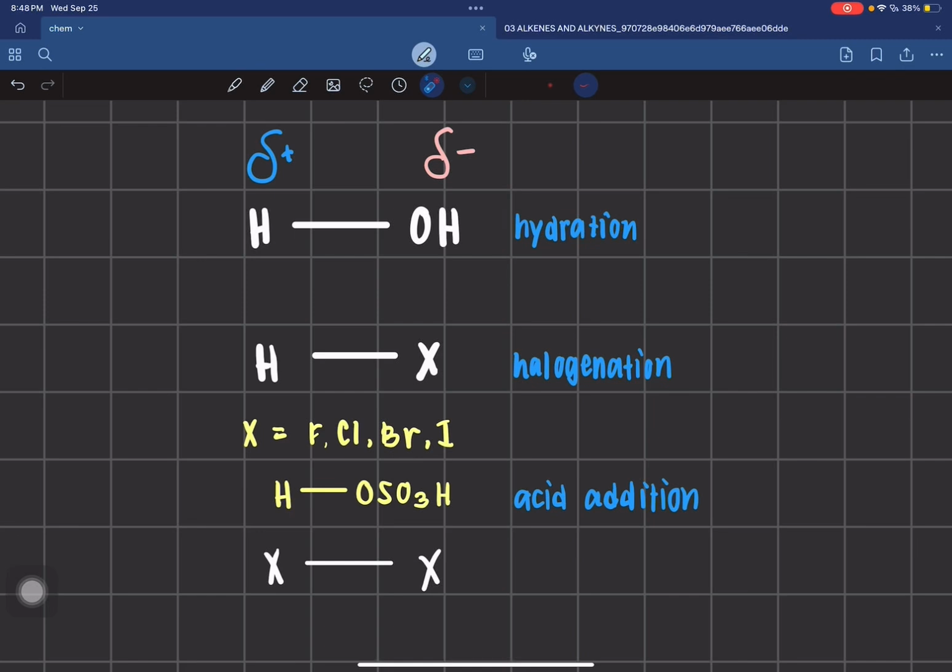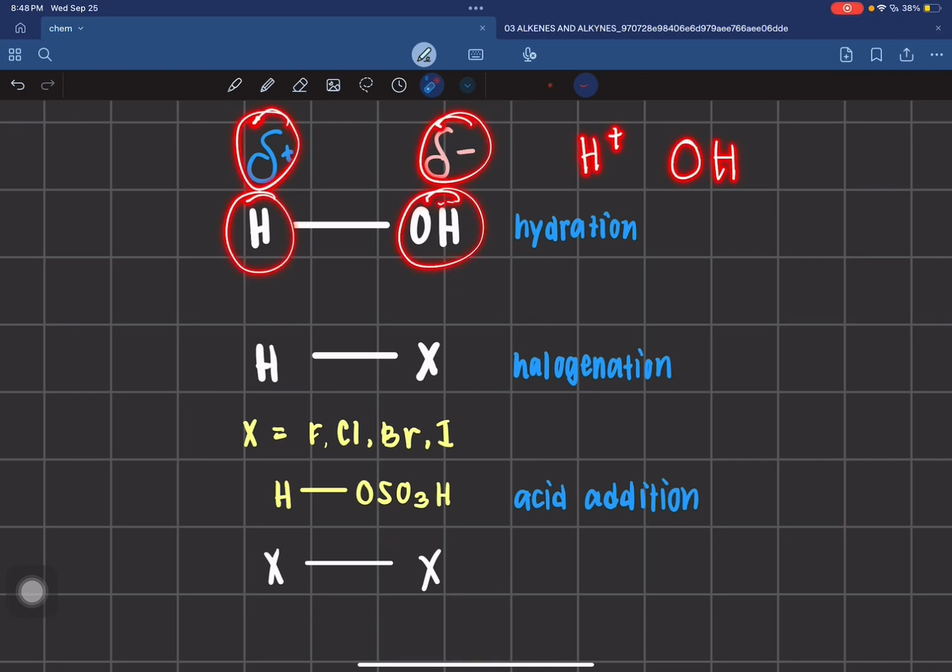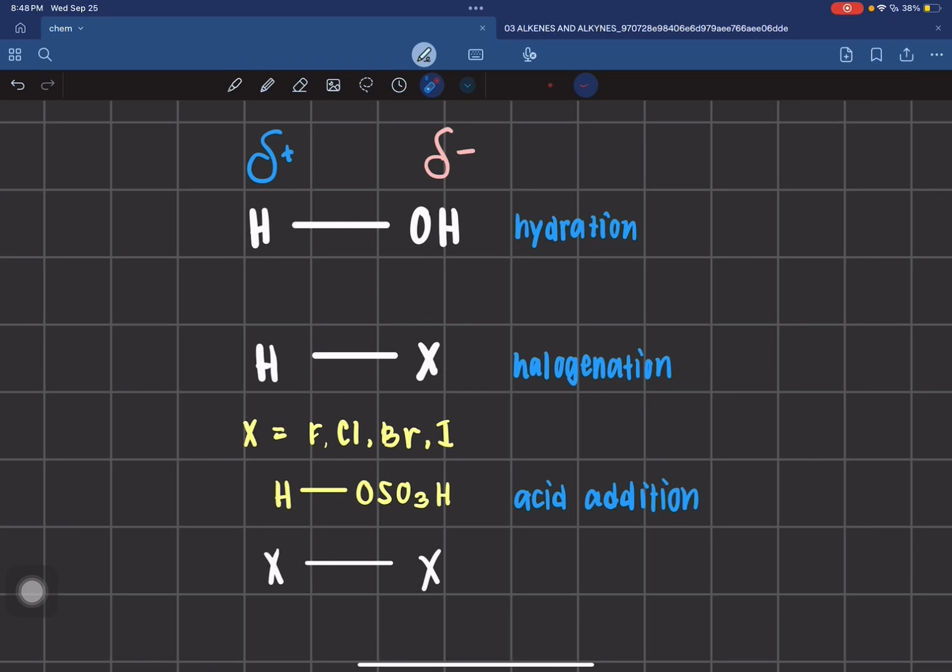So, first we have addition of water or hydration. We can see that hydrogen is the more electropositive side of the reagent, and OH or hydroxide is the more electronegative side. And we know them as these ions separately, right? So, mayroong mas positive, mayroong mas negative. And kung titignan mo siya na mabuti, this is actually just a water molecule.